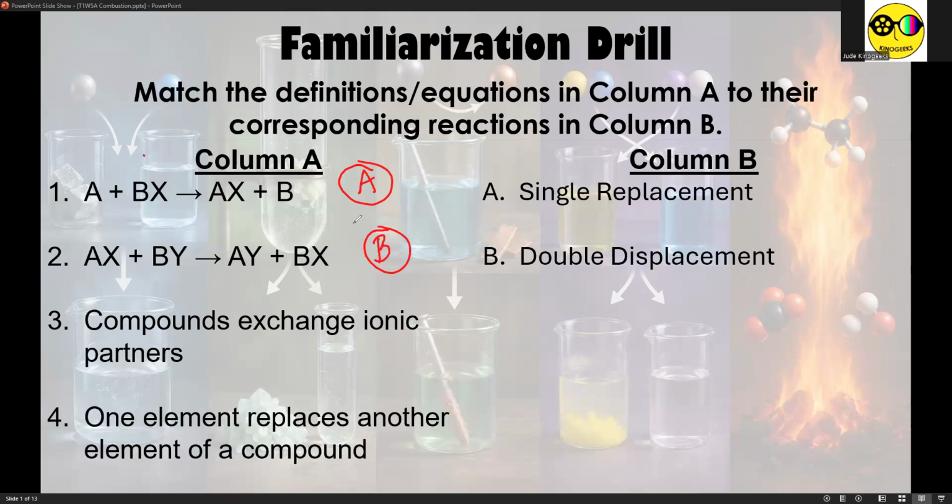Number three, you have compounds exchanging ionic partners. So this is exchanging or swapping of partners, which is reminiscent of equation number two. So number three also pertains to double displacement. And for number four, you have one element replacing another element of a compound. This sentence is reminiscent of equation number one. So number four also pertains to single replacement.